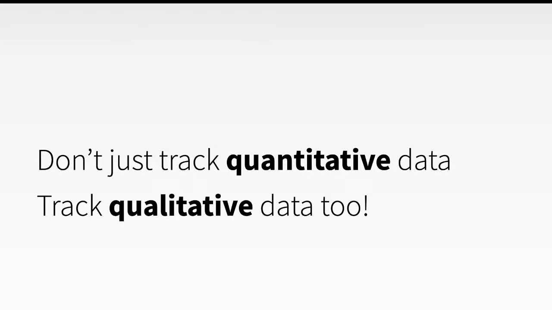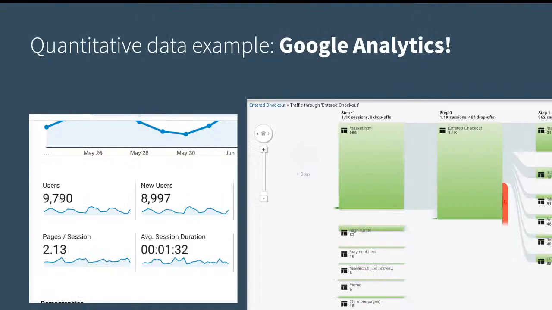So what is quantitative data? Quantitative data is basically data that is based on numbers. In quick layman's terms, if you use things like Google Analytics, that is quantitative data. That means things that you can actually count. So in the first example, you can see that I have 9,790 users.